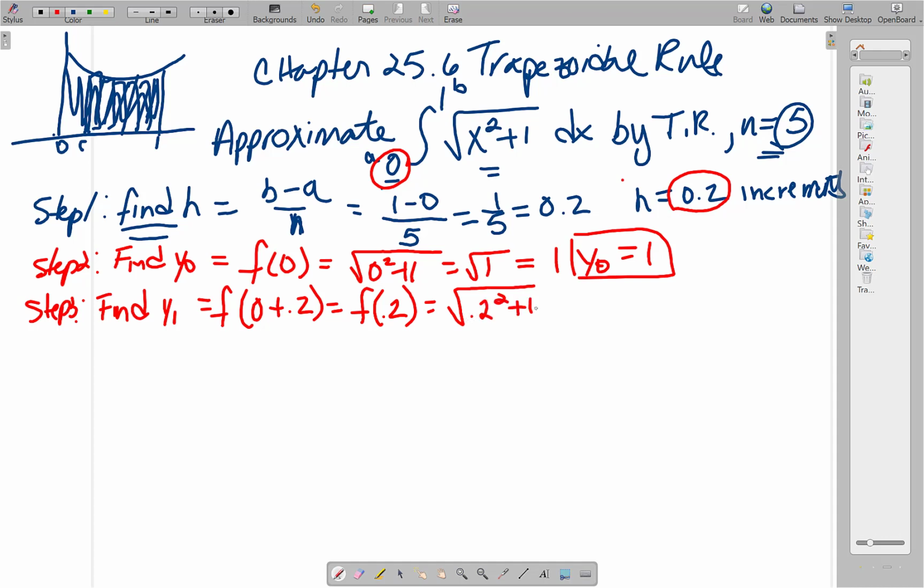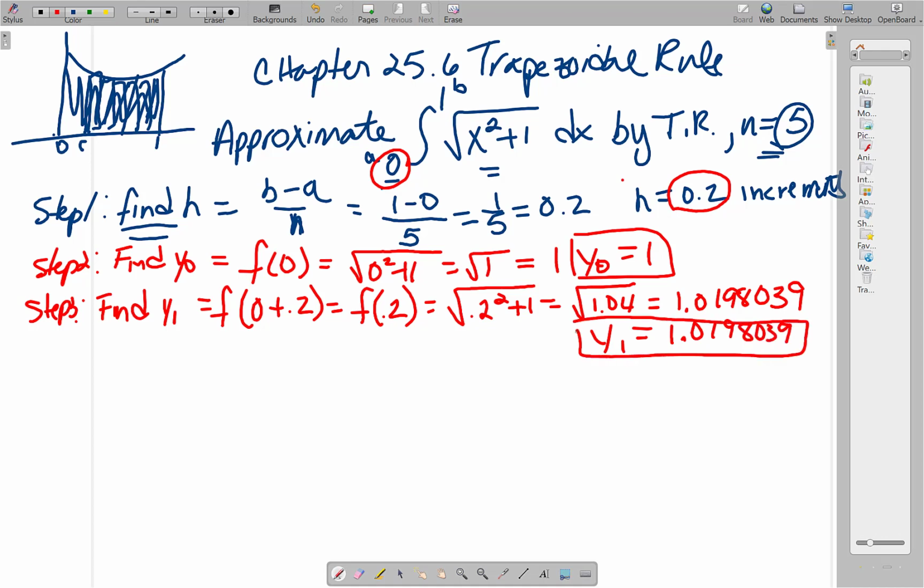Let's find that. So now we find the square root of 0.2 squared plus 1. Work that out on your calculator, and you're going to get the square root of 1.04. And that is going to equal 1.019839. So y sub 1 equals 1.019839. Okay, great. There's the Newton's method remembrance. Okay, let's try step 4.